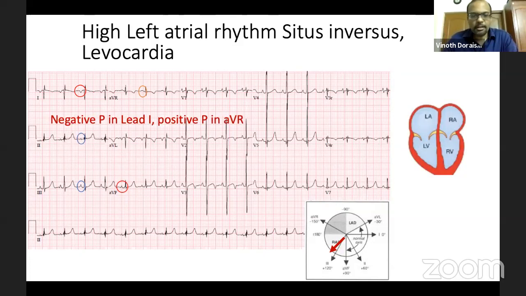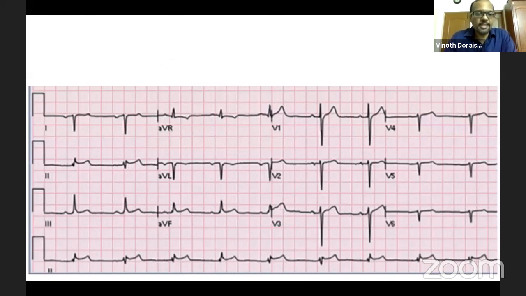So I've also written levocardia. So if you see the QRS complexes, you can see a normal transition. That is, the transition is the place where the deep S waves of V1 will be going towards the tall R waves in V6. So normally the transition is somewhere between V3 and V4. So here you can see a normal transition around V3 and V4. So this is the levocardia. Now coming to the next example.